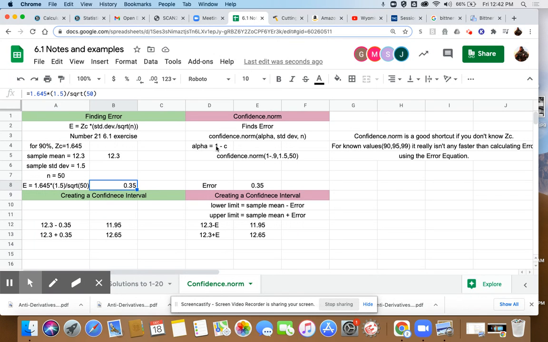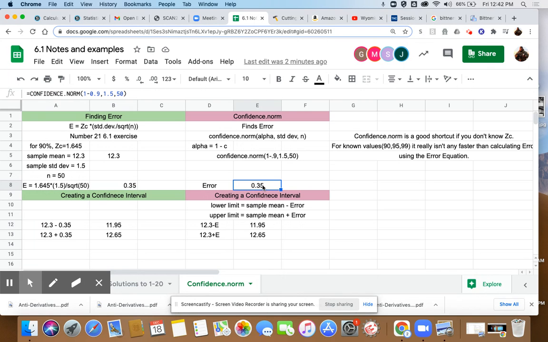Alpha is defined as 1 minus your confidence level. So in this problem where they told us 90% confidence level, our input there is going to be 1 minus 0.9. Now you can just type in 0.1. I chose to type in 1 minus 0.9 so that I get it correct every single time. Our standard deviation again was 1.5, and our sample size was 50.